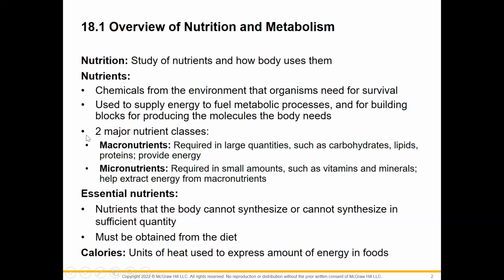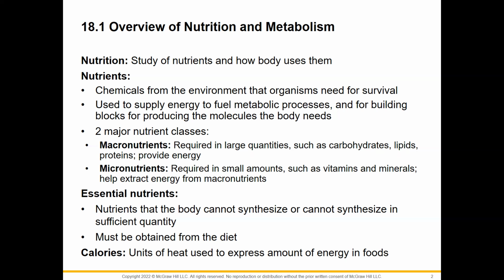There are two major classes of nutrients. You have your macronutrients and your micronutrients. Remember, macro means large, micro means small, very, very small. The word macronutrient doesn't have anything to do with the size of the nutrients necessarily, but these are nutrients that are needed in large quantities, in order to help provide you with the amount of energy that you need to move forward.